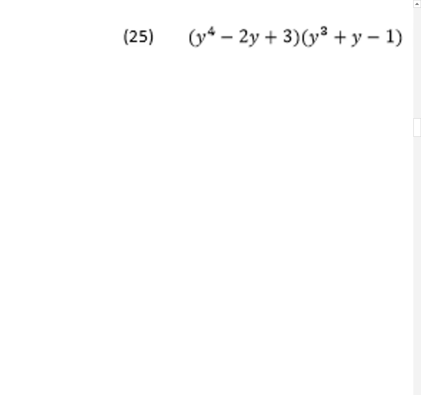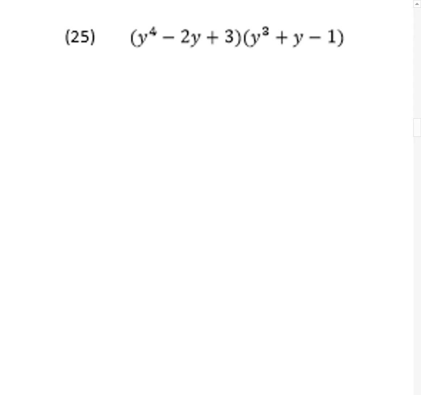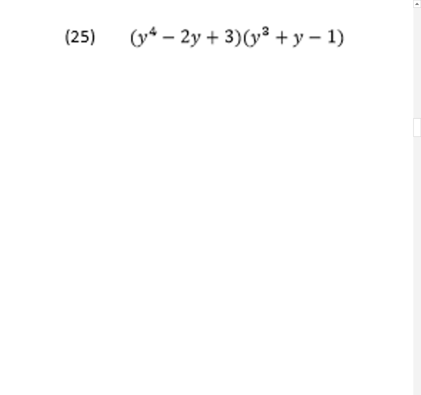Okay, next one. This one's even more complicated because the last one had 2 terms and then 3 terms. Now we have 3 terms and 3 terms. But it's still the same kind of procedure. I'm going to focus on the first term of the first polynomial and multiply it by every term of the second polynomial. So first we have y to the 4th times y to the 3rd. You add the powers to get y to the 7th.